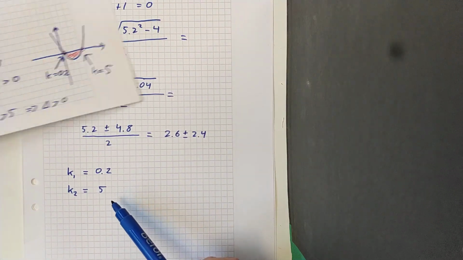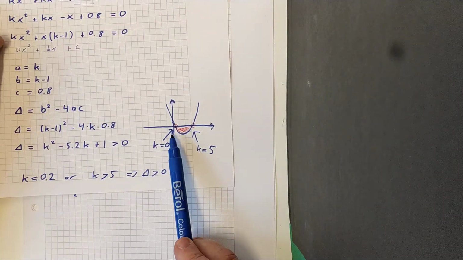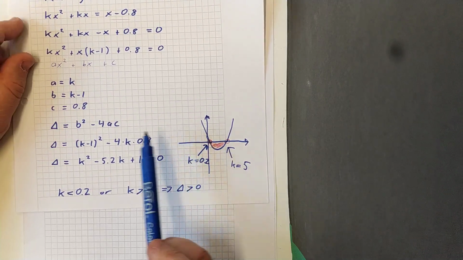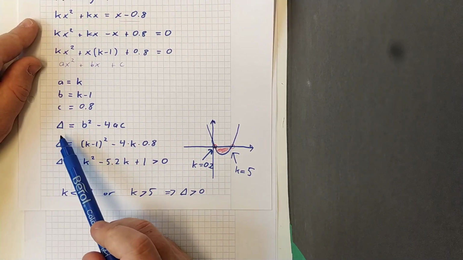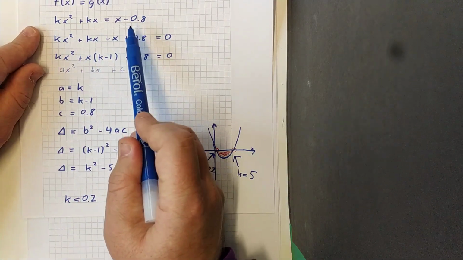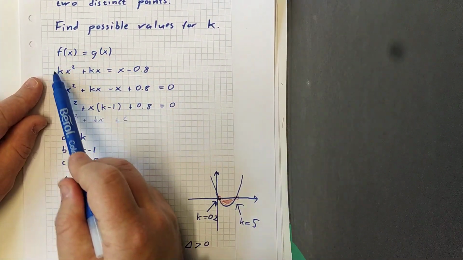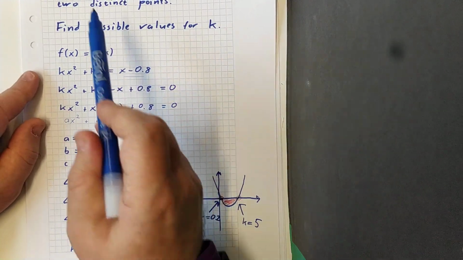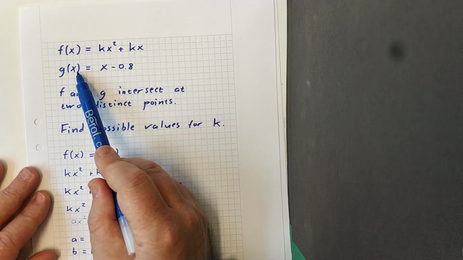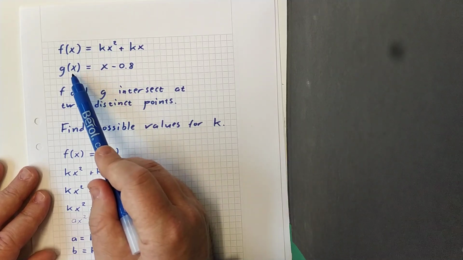You might wonder what would happen if k was exactly 0.2 or exactly 5. Well, the discriminant would then be 0, which means there would be only one solution to this equation, which is the same as saying that f of x would touch upon g of x but not cross it, and that happens for two values of k.